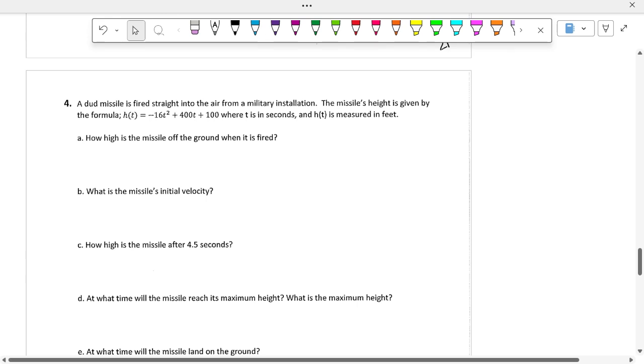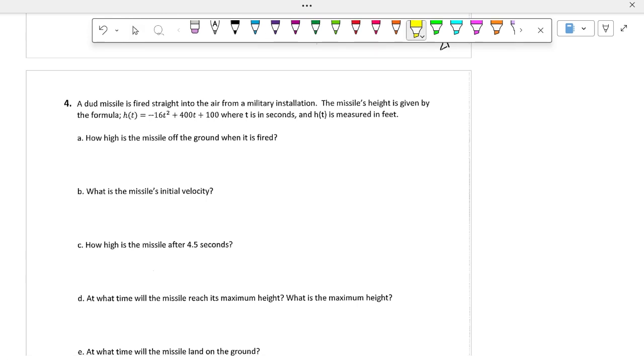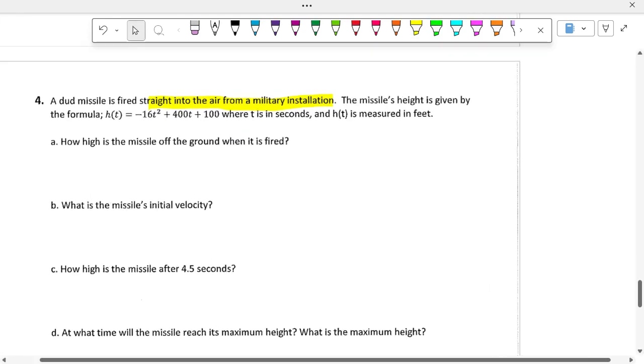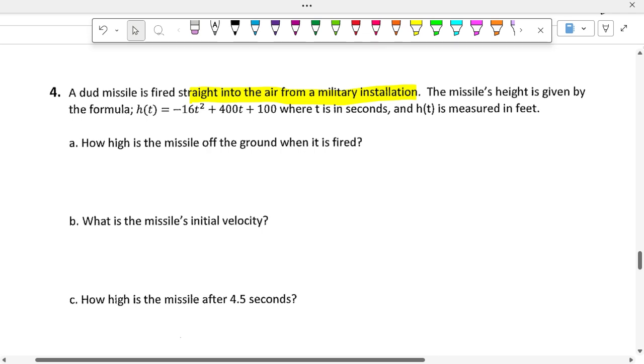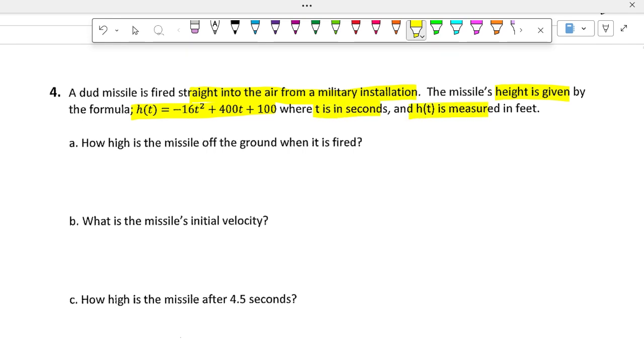All right, last one we're going to do is this problem. A dud missile is fired straight into the air from a military installation. The missile's height is given by this formula, where t is in seconds and h of t is measured in feet. The first question asks, how high is the missile off the ground when it is fired?